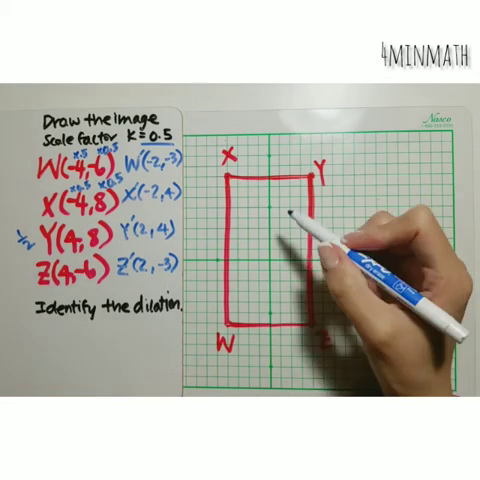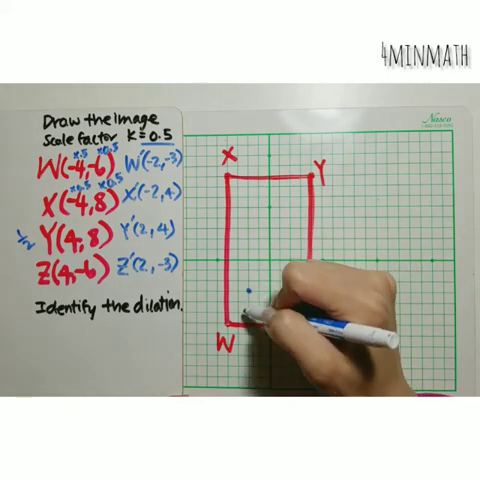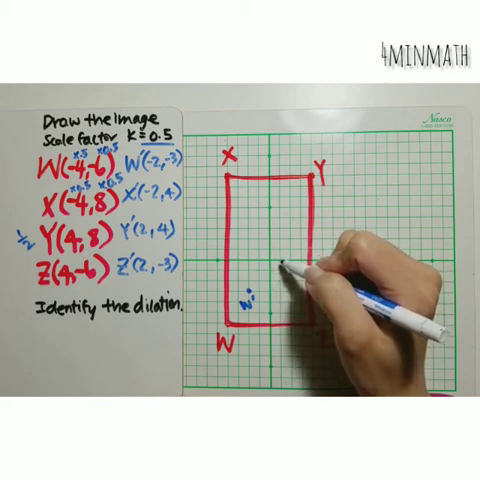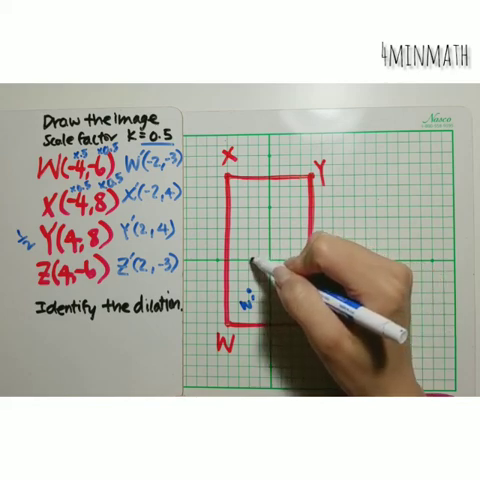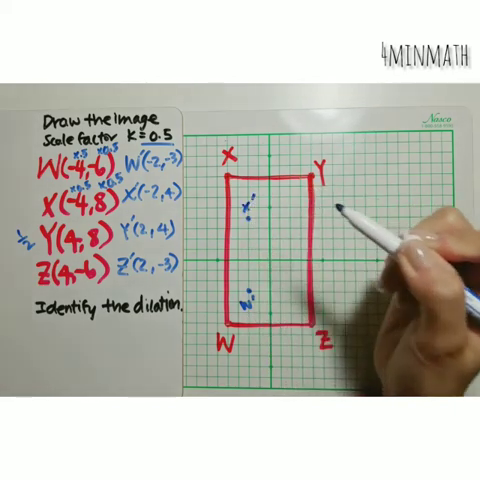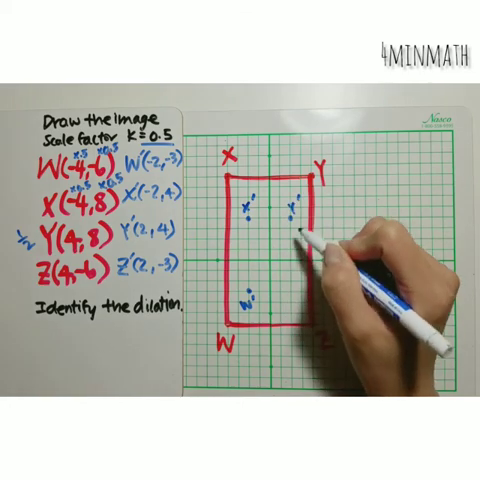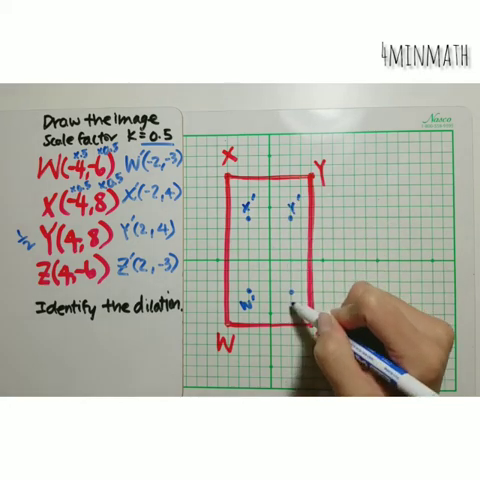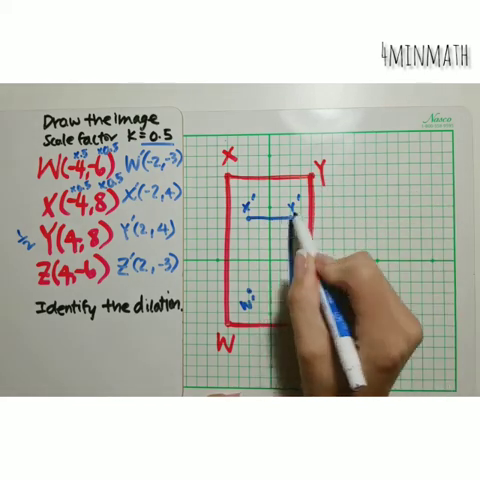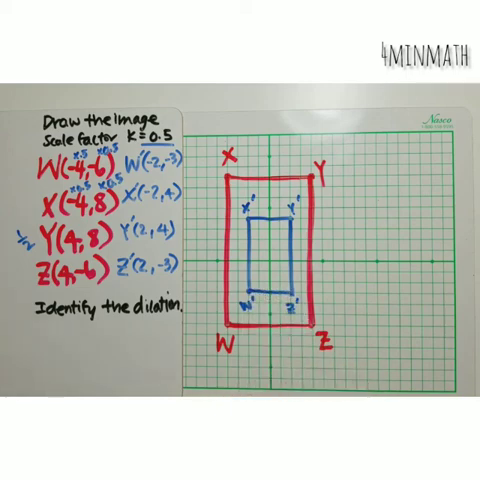So let's graph that. Negative 2, negative 3. That's W. Make sure you label everything. Negative 2, 4. 1, 2, 3, 4. It's X prime. 2, 4 is Y prime. And then 2, negative 3 is Z prime. It's a better idea to have a ruler, but I'm going to try my best to draw straight lines. And that's going to be my image.